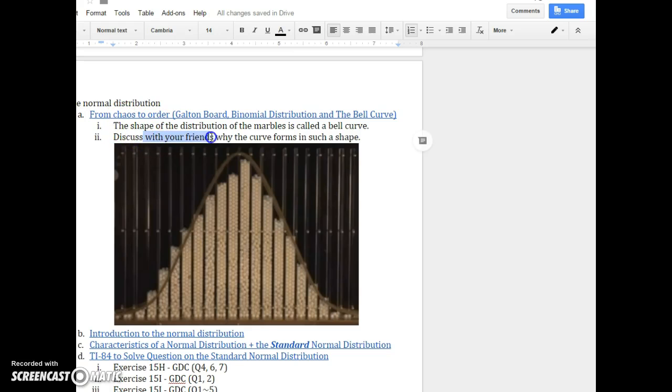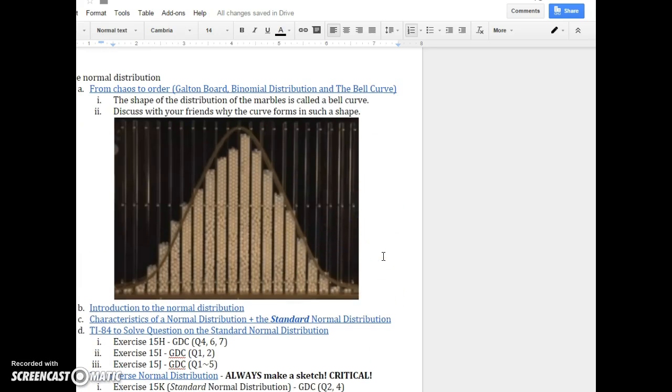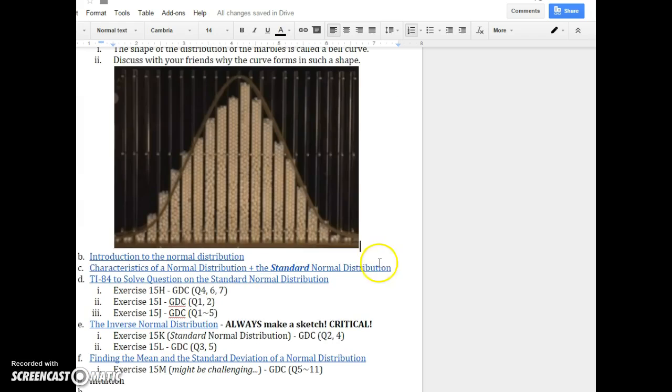I wanted you guys to discuss how or why the math behind that makes this curve in such a shape. Why is it true that the middle section is always higher, and as I go towards the left or towards the right, I have fewer values? I hope you guys put some thought into it, and had discussions with your friends already. Feel free to talk to me as well.